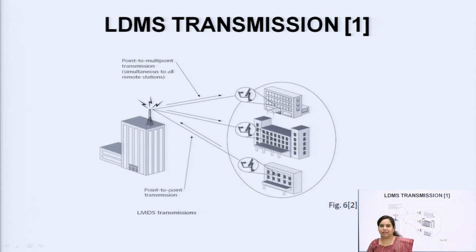Next one is LMDS transmission. So, what is this LMDS transmission? LMDS means point to multipoint transmission, simultaneous to all the remote stations. You can see over here different buildings; that is the case of broadcasting, where there is only one transmitter and more than one receivers. So, this is a case of point to multipoint transmission, simultaneously transmitted to all the remote stations.